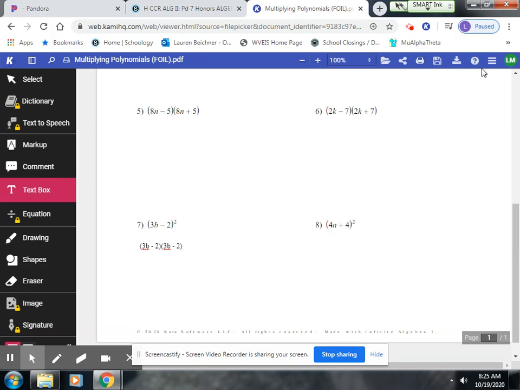When you click on the assignment, you should be able to just click open with Kami. If you are using a device that does not have the Kami extension for Chrome, I do have an additional video under useful videos that goes through how to put Kami onto your device. And please let me know if you guys have any questions.